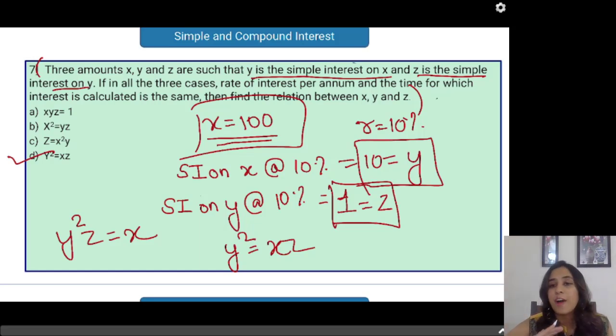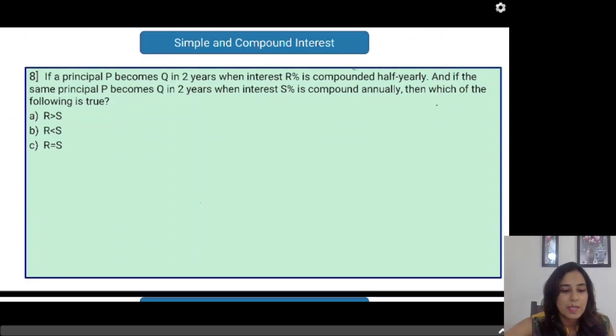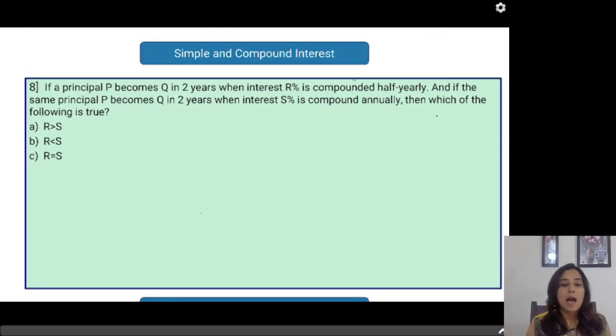I hope you guys have understood this particular problem. In this problem, all you have to do is assume the values for x and assume a rate of interest, find out the value for y and similarly find out the value for z. Okay guys, so let's get to the next problem. This is the last problem of this particular session.